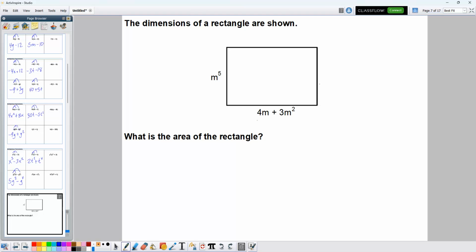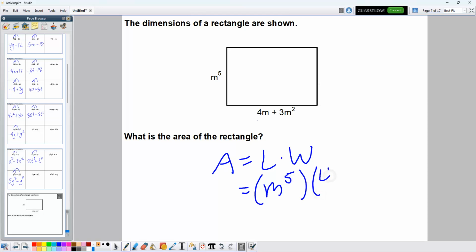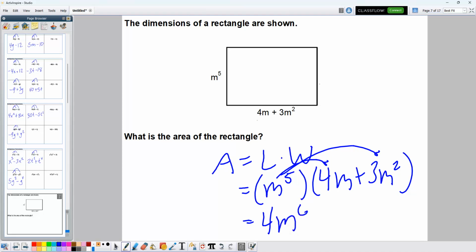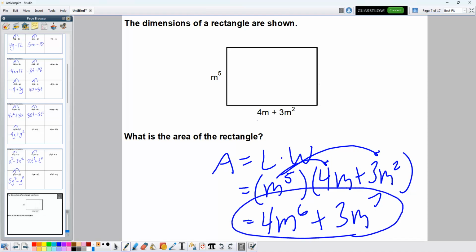The dimensions of a rectangle are shown. What is the area of a rectangle? I need to know that area of a rectangle is length times width or base times height. And I know that one of these is m to the fifth. The other one is 4m plus 3m squared. So I'm going to distribute just like we've been doing. That would be 4m to the sixth plus 3m to the seventh. And that is your final answer for the area of that rectangle.